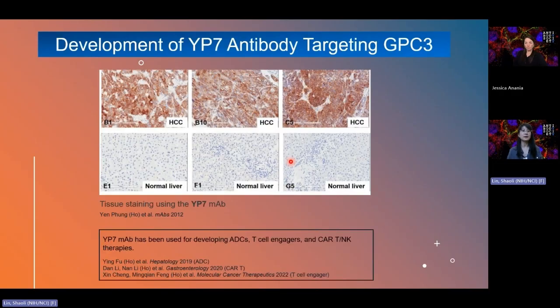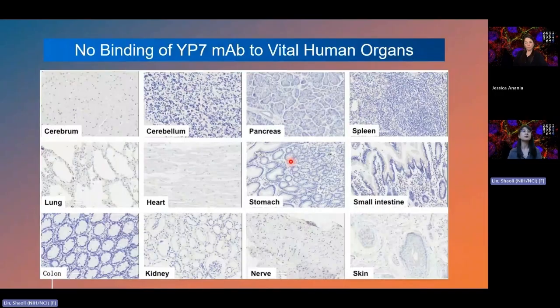So later, based on these properties, we developed antibody-drug conjugates, T-cell engager, and CAR T therapies based on the YP7 antibody. So to further identify whether GPC3 is liver tumor specific, we also stained the other organs with YP7 antibody. And we see there is no staining or minimal staining in the other organs for GPC3, indicating that GPC3 is ubiquitously expressed in liver tumors, which makes it a promising target for us.